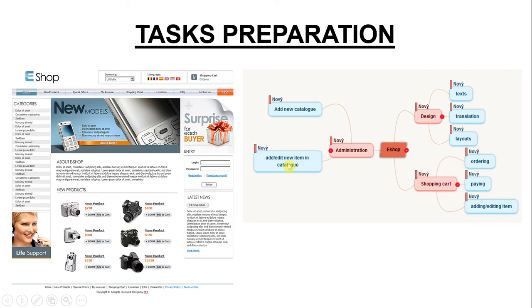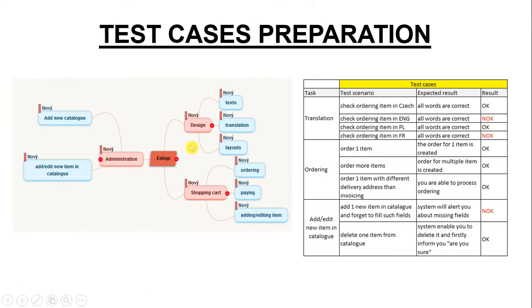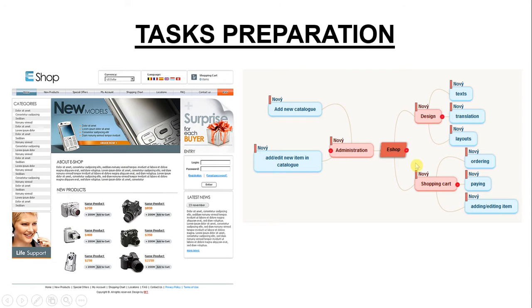Of course, when you need to add a new item into the catalog, you definitely need to create, let's say, the design. So it means the general layout of this web page, plus the translation to multiple languages, and of course when you need to create the text. And another task can be to prepare the shopping cart, including the ordering mechanism, paying, and adding, deleting and editing items from this shopping cart. So this can be probably the review of the tasks you need to create in order to prepare this web page.